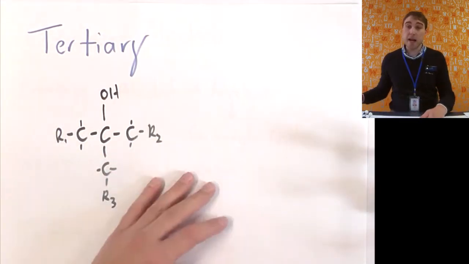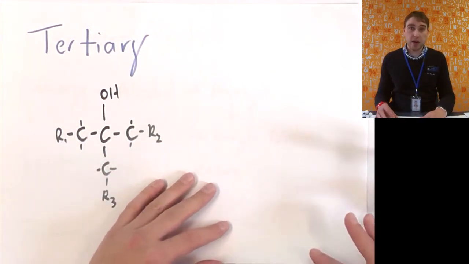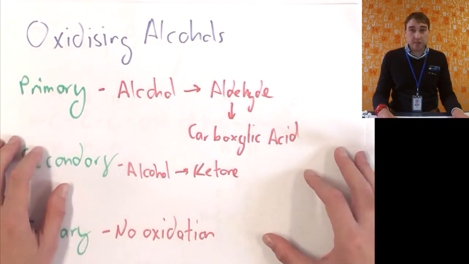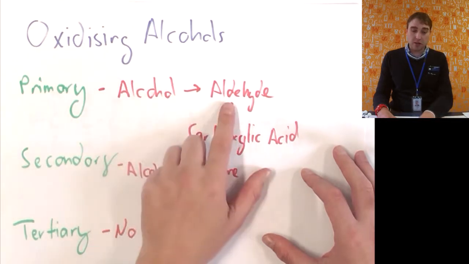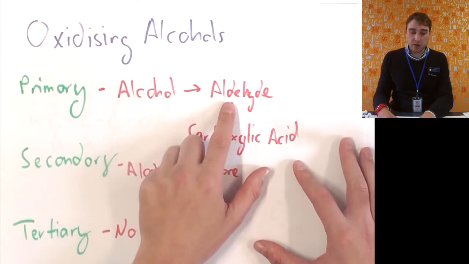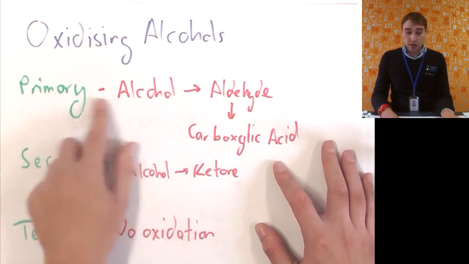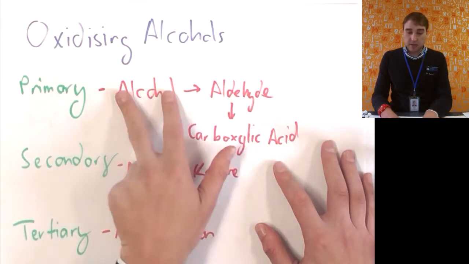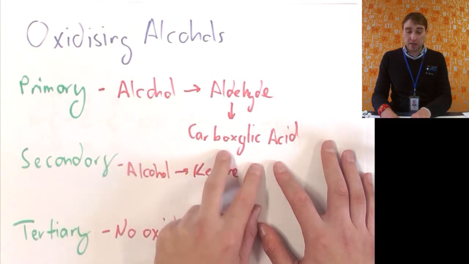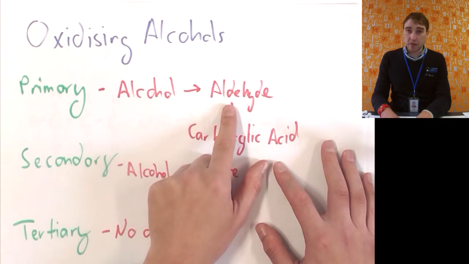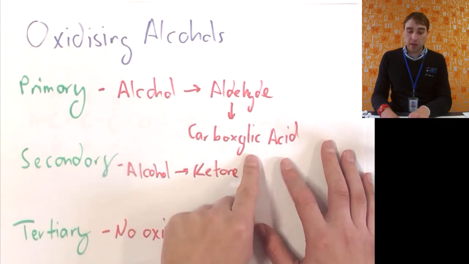Now we're going to look at how these things react, specifically what happens when you oxidize them. If you oxidize a primary alcohol, the alcohol goes to an aldehyde, and then if you oxidize that further, it becomes a carboxylic acid. So primary alcohol, the alcohol goes to aldehyde, aldehyde goes to carboxylic acid. If we just want the aldehyde, we'd have to distill that out as soon as it forms. But if we want to go all the way through to a carboxylic acid, we just keep on oxidizing.